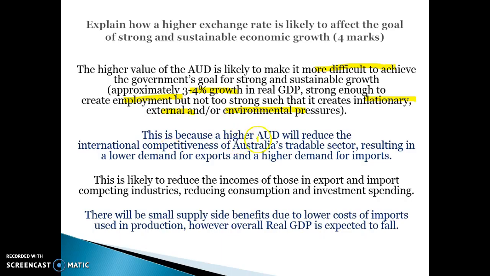It's more difficult because the higher Australian dollar will reduce the international competitiveness of Australia's tradable sector, resulting in lower demand for exports and higher demand for imports. This is likely to reduce the incomes of those in export-related industries, reducing consumption and investment, making all the links I told you to make: exports, consumption, investment. There will be a small supply-side benefit due to lower costs of imports used in production. However, overall real GDP is expected to fall. So define the goal, explain all the negatives, explain the slight positive, and answer your question.